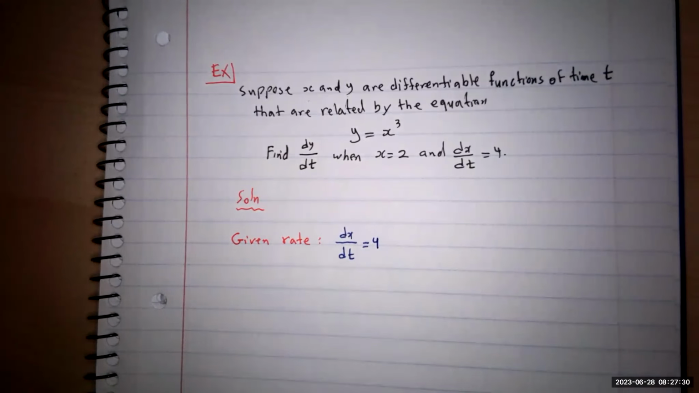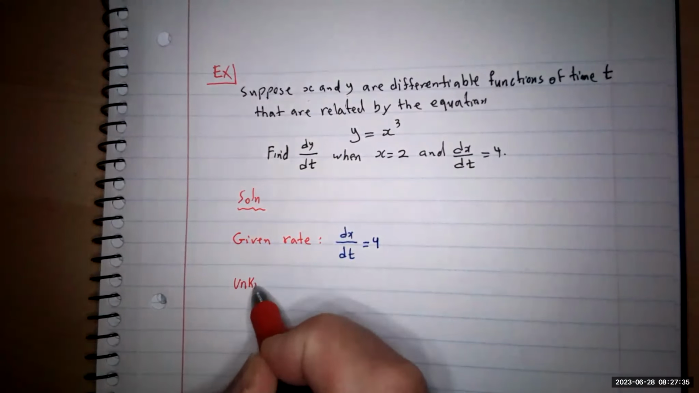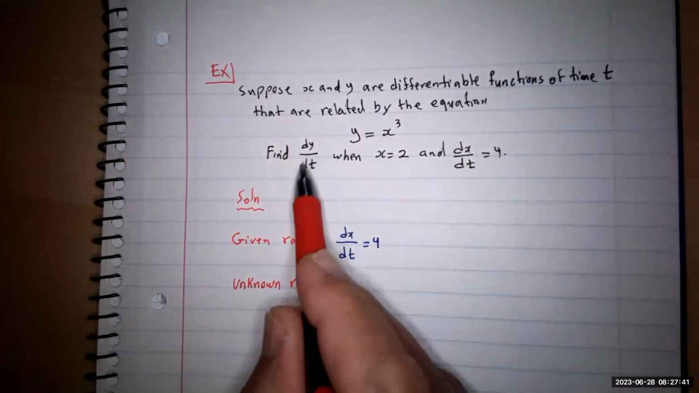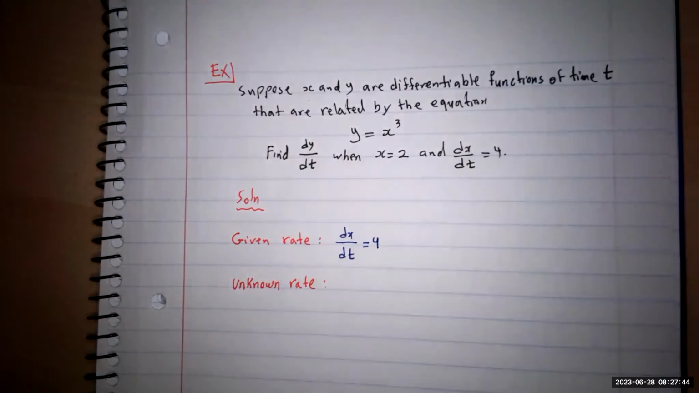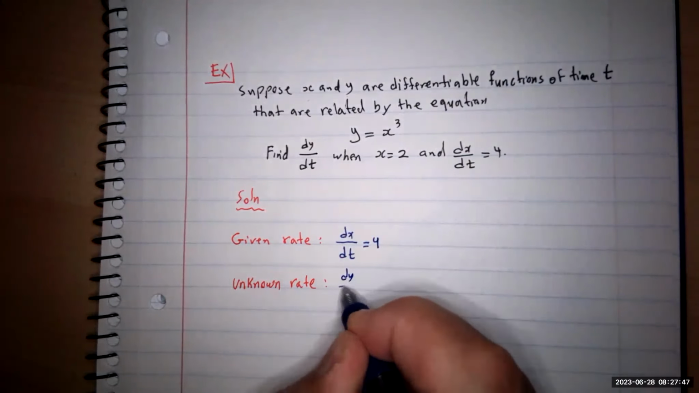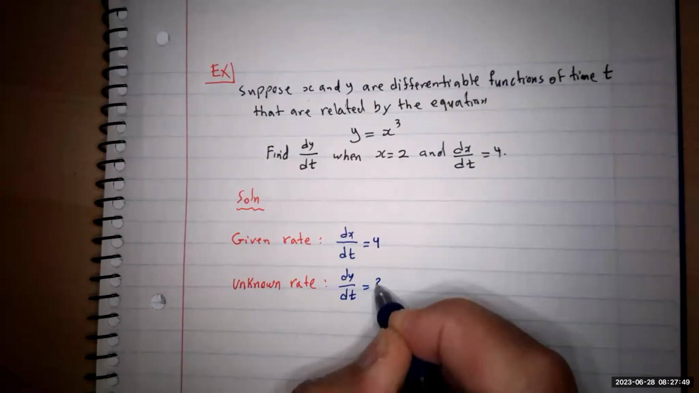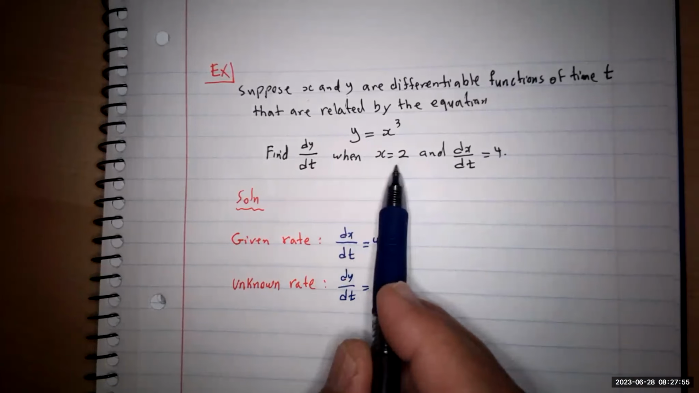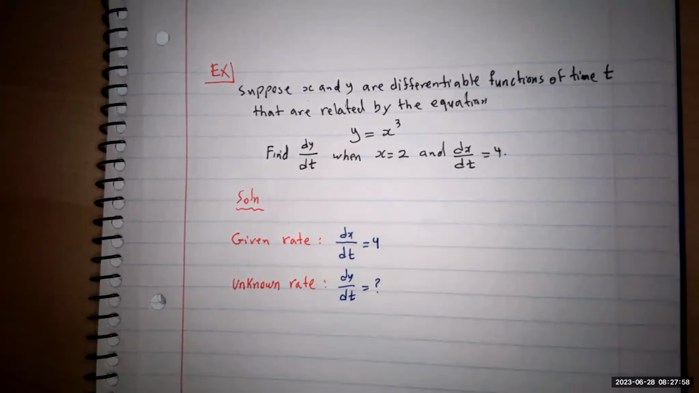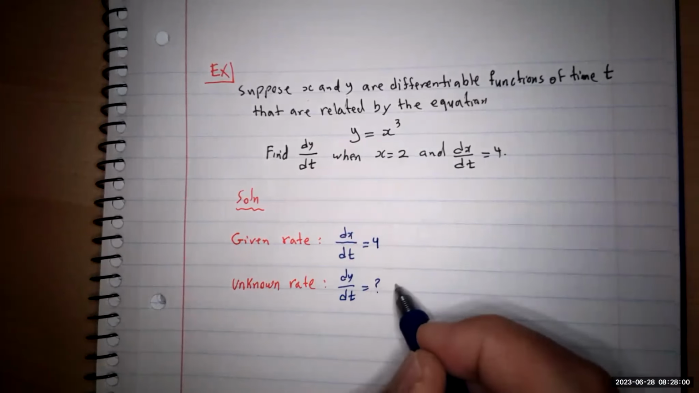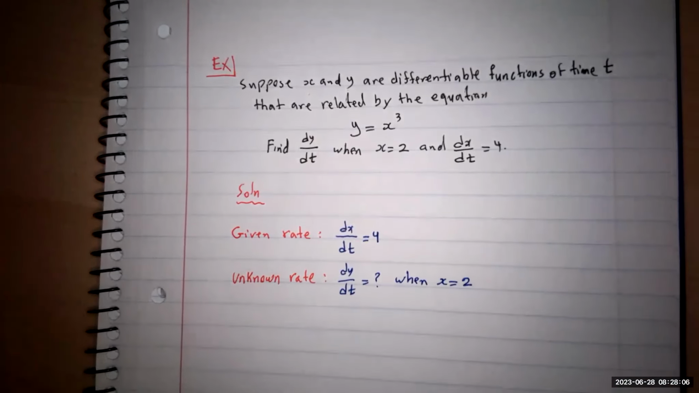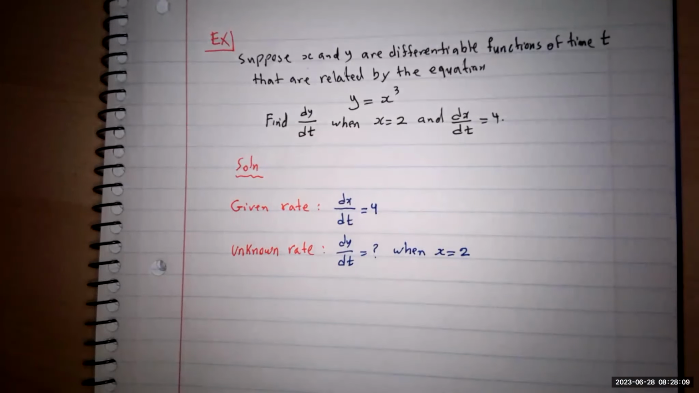When dx dt is given to you, the unknown would be the other one, the unknown rate. What is the unknown rate in this case? Clear, dy dt is missing. But when do you want that? Is there any extra condition? Yes. We want it when x is equal to 2, because at different times you're going to have different rates. You see, that's the given and the unknown. Any question?